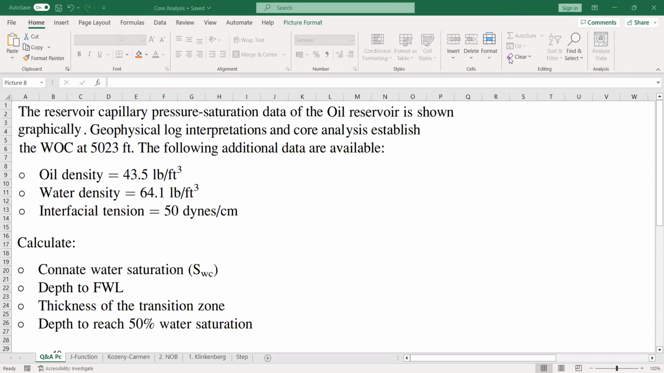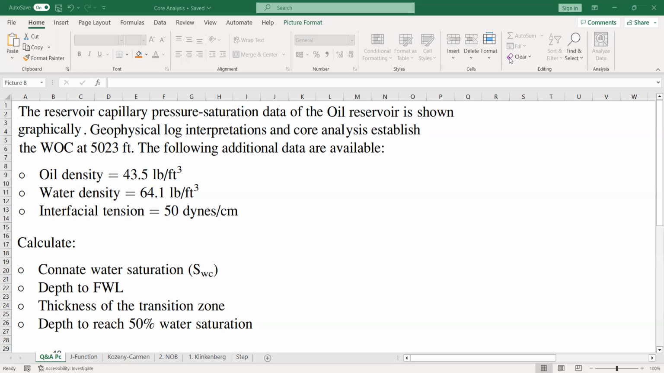So we will have another Q&A video, and today's topic is about capillary pressure, right? So we have a very interesting question in front of us, and I use a case from Tarek Ahmed's book, Reservoir Engineering Handbook. This is a very important and interesting book for reservoir engineers, right? And this is the case of capillary pressure that we need to solve.